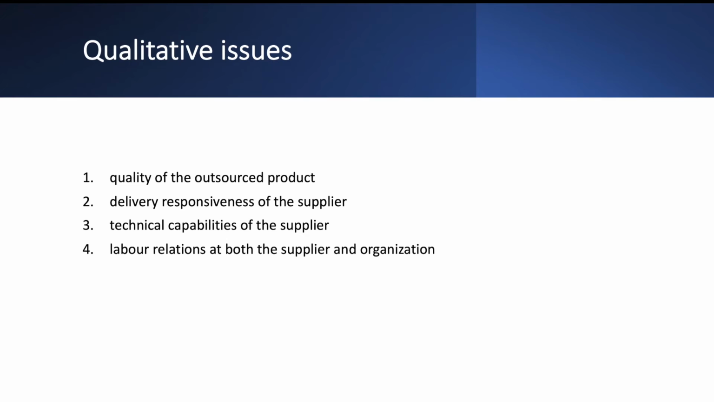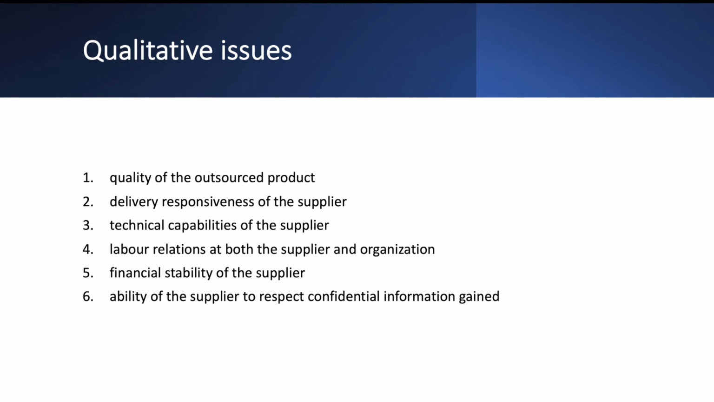And labor relations at both the supplier and the organization. What are the labor relations in terms of the rules, and whether there are any laws that both organizations can be affected by. And financial stability of the supplier: whether the supplier is financially stable. So we have to consider this factor as well. If it's not stable, then it will impact the organization very severely.